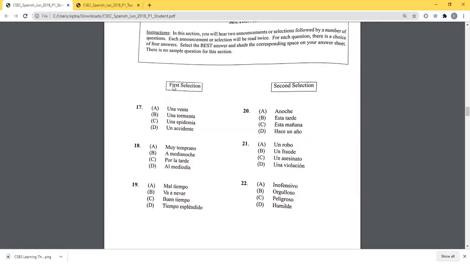So I'm going to read the first selection. I call this section La Tempestad. The second selection, I call it Prison Break. Bueno. So, first selection. Aviso importante.